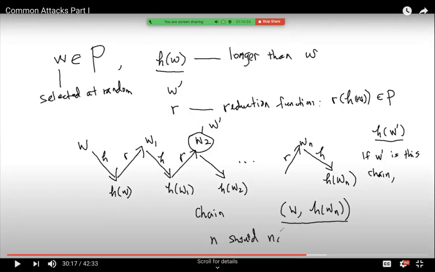Just so I'm properly understanding this, W prime is the guess that we have for what the password is, right? We got H of W prime. Yes. How do we get the hash function? By going to somebody's account.